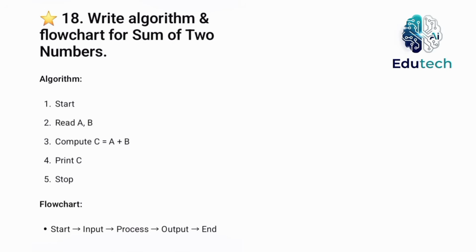Write algorithm and flowchart for sum of two numbers. Algorithm: start, read A, B, compute C equals A plus B, print C, stop. Then the flowchart: first start, then input, then process, then output, then end.